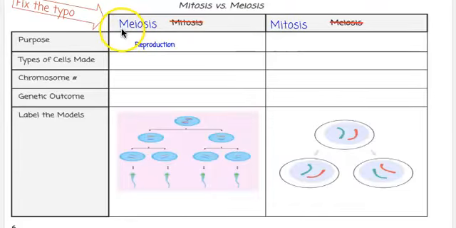Meiosis, the one with the E, that's talking about me. And how are you made? You're made through reproduction. Mitosis is for growth and repair.